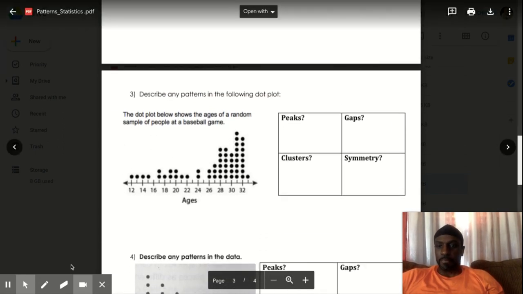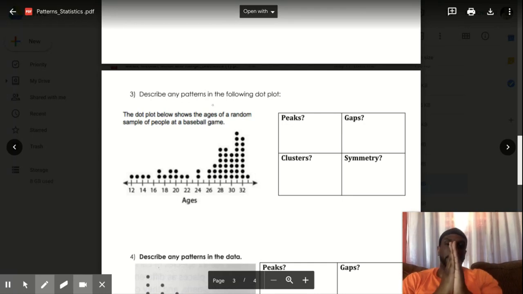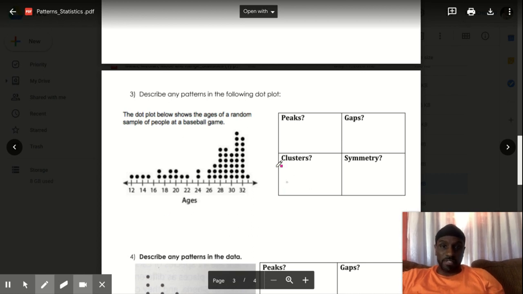Here we go. First of all, it says describe any patterns in the following dot plot. So we have a dot plot. We're going to look at how our data is distributed. Looking at this, do I have any peaks? Yeah, I would say 30. At 30, there's a high point. Now, if you want to say 30 and 32, I would accept that. But I mean 31. At 31, there's a high point.